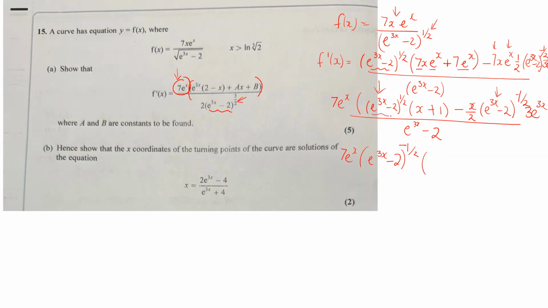And then what I'll need to do is have this to make that half. I'll need to have e to the 3x minus 2 to the 1, and I'll have the x plus 1. And then I've taken that out. I'll have the minus 3x over 2, taken that out, e to the 3x. We've still got that on the bottom. Everyone with me still?